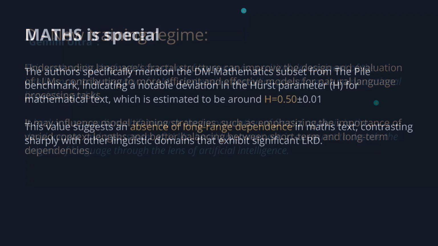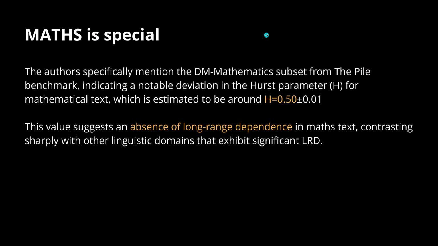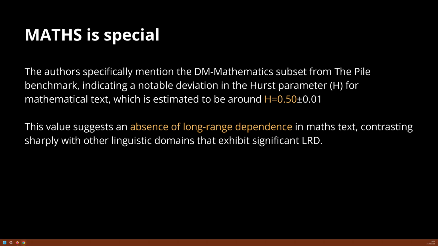Interesting. Mathematics is special because, you know, the Pile and the Pile benchmark, and in the Pile you have a mathematics subset. If you focus exactly on the mathematics subset, you find that the Hurst parameter is exactly 0.5. And you remember from the definition of the Hurst parameter, this is important because this means an absence of long-range dependence in the mathematical training text. This contrasts sharply with other human language domains that exhibit significant long-range dependence. And you know, this long-range dependence is a measure of the persistence of correlation in the data across different scales. So, absolutely fascinating.